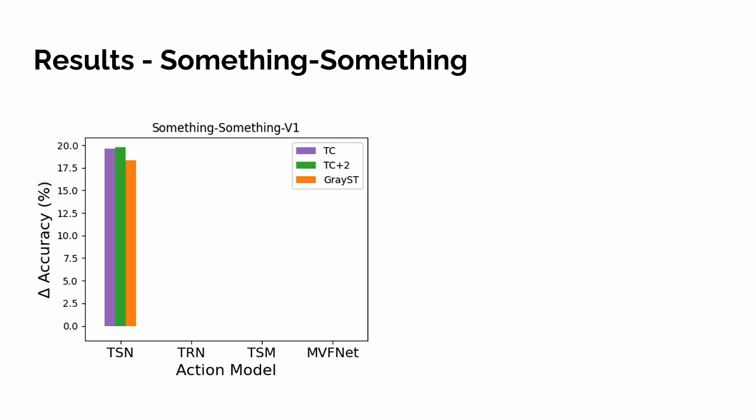These are the experiment results on the Something-Something dataset. The x-axis is the model we use, and the y-axis is the accuracy difference compared to using RGB sampling. So by using our sampling methods TC, TC plus 2, or GrayST, we can improve accuracy by up to 20% using the TSM model. However, the more temporal reasoning the model already has, the less significant the improvement is, although we still see consistent improvement overall.